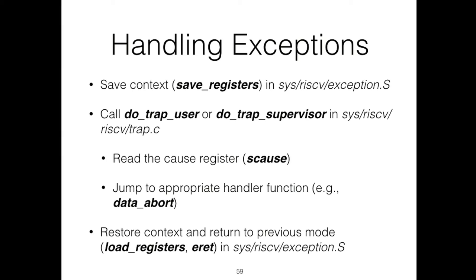Once the kernel handles the exception, it'll restore the context and return back to the previous mode. There's an assembler macro called load registers that'll do that, and you'll call an eret to get back to the previous mode that you're in, and that's in exception.s. So this is pretty high level. I just wanted to give you a high level overview of what this looks like, and you can dig into the code for yourself as homework, an exercise for the reader.